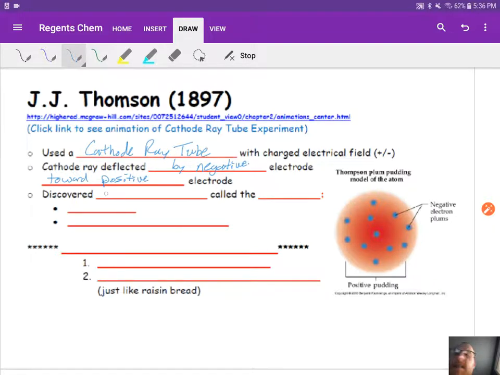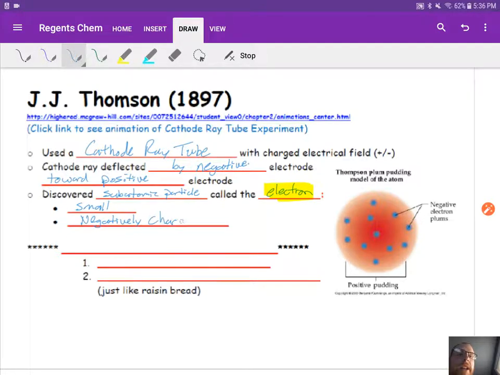Because of this, he discovered the subatomic particle called the electron. That's his claim to fame, that he is the discoverer of the electron. He noticed that it was small and that it's negatively charged.